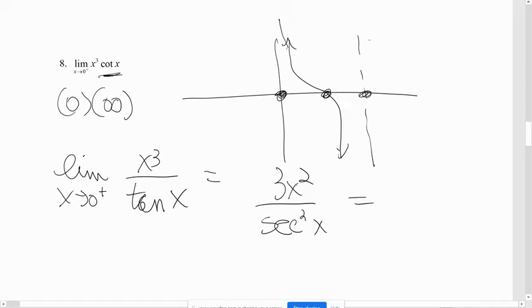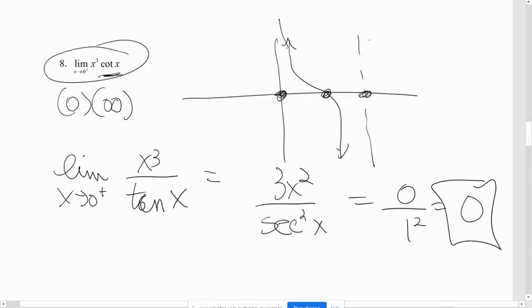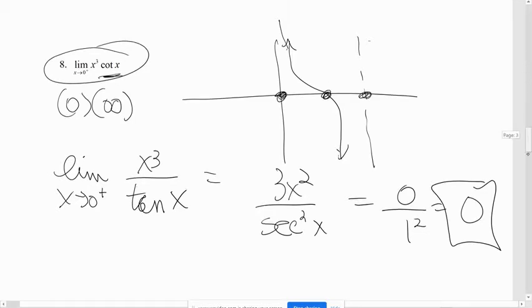If I plug in 0 on the top, I get 0. And then if I plug in 0 on the bottom, I'm looking for the secant of 0. And the secant of 0 is actually 1. And 1 squared would be 1. So this is 0 over 1 squared, which is 0. So the limit of this guy is actually 0. All right. Okay, so let's go to the next one.